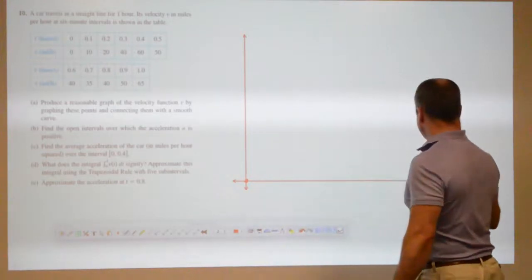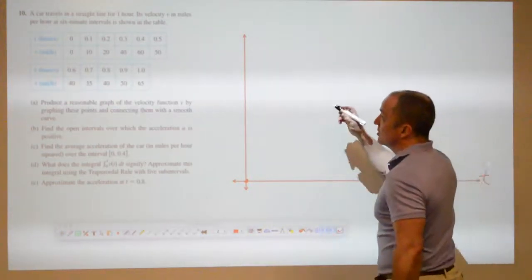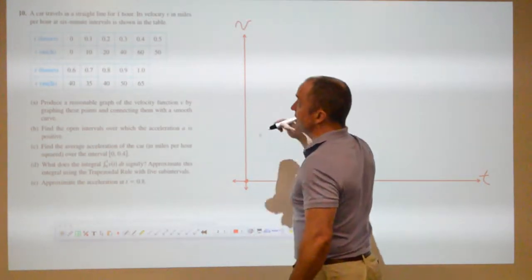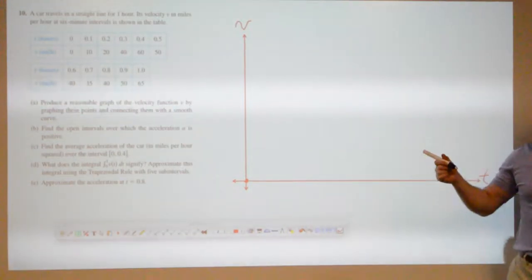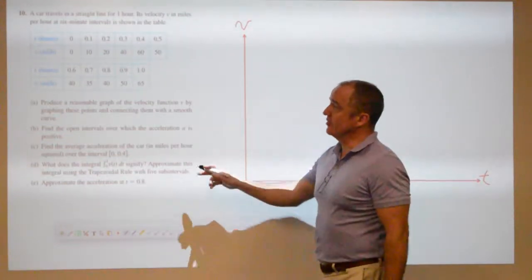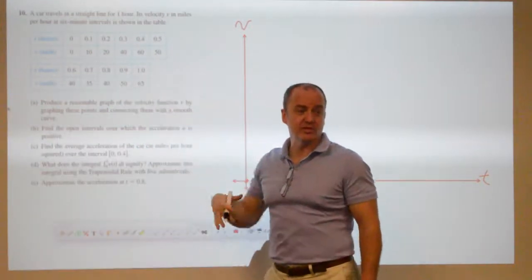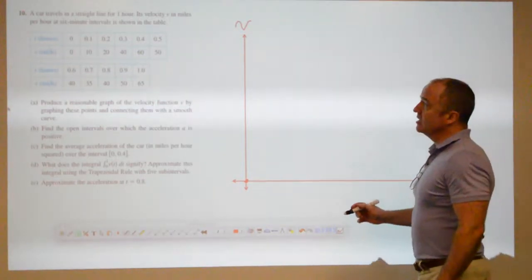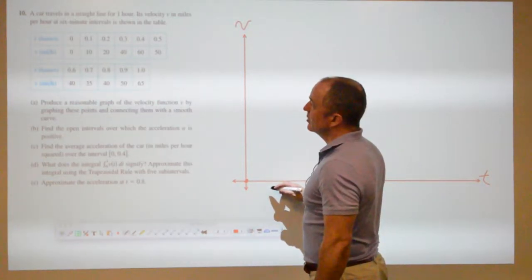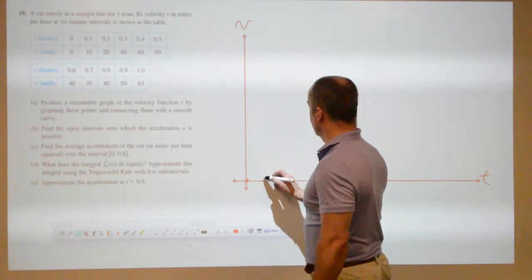Let me label my axis. This is t in hours. That's velocity in miles per hour. There could be a trick question that would be fair. If t is in seconds and velocity is in miles per hour, you might have to do some converting, some units changing. But in this case, we don't. Okay, t in hours, so let's see.